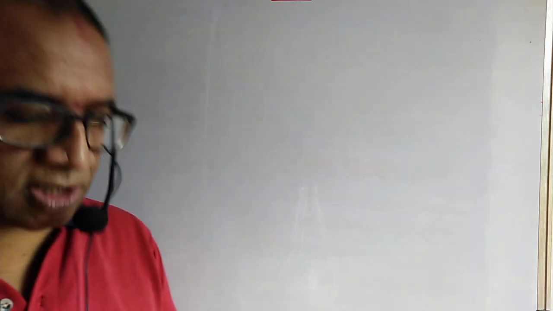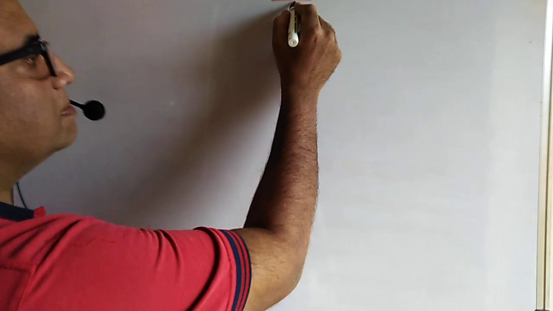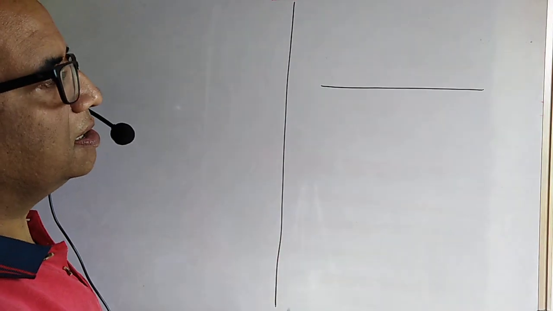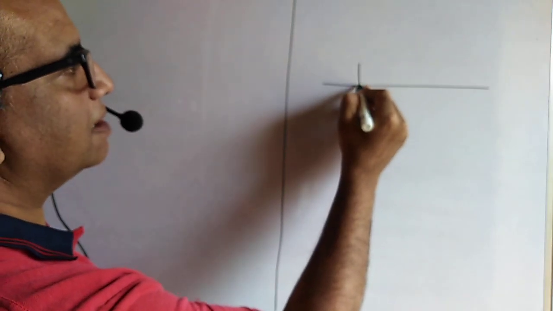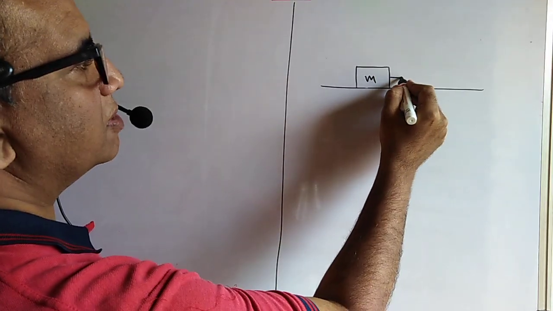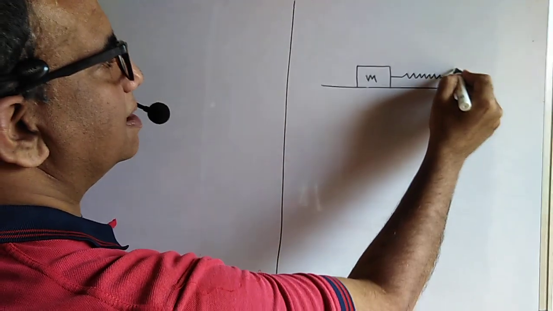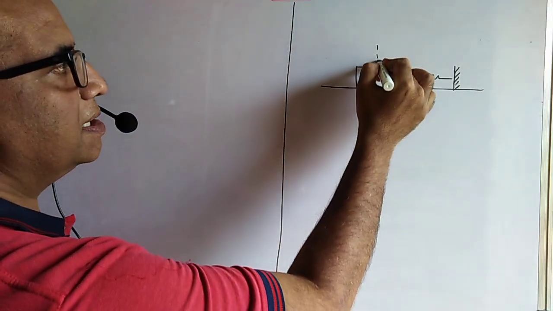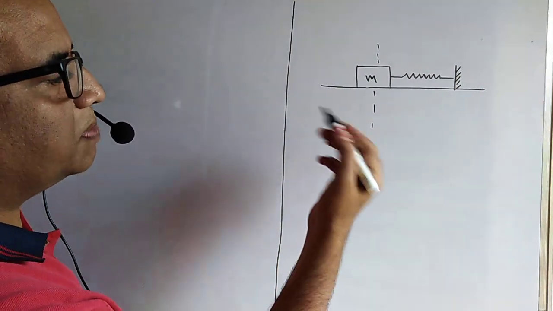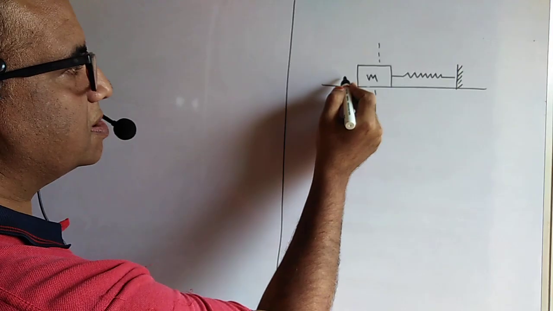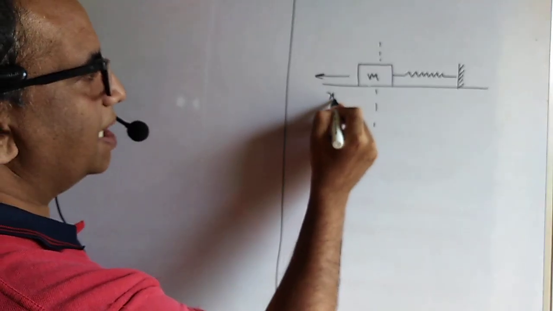What is a spring mass system? Suppose, for example, I take a smooth surface. On this smooth surface, I take a block of mass m, connected to a spring, and the spring is fixed here. This is the mean position. Now suppose I displace this mass from the mean position. It will move to this side. Let us say it has moved to a distance x.